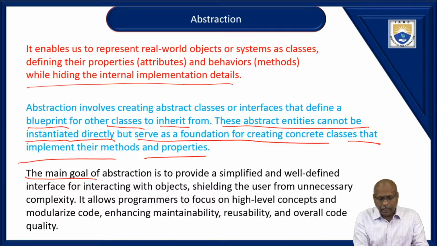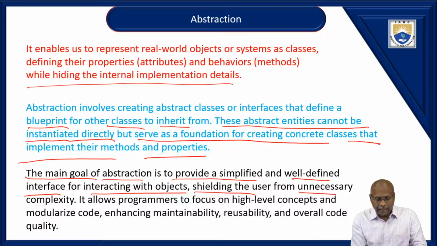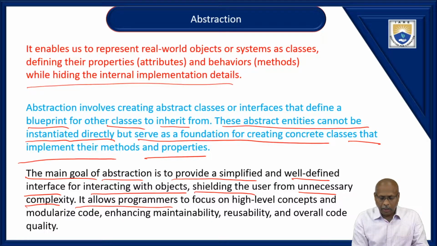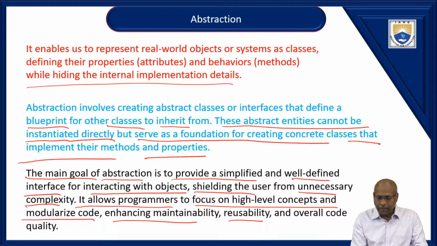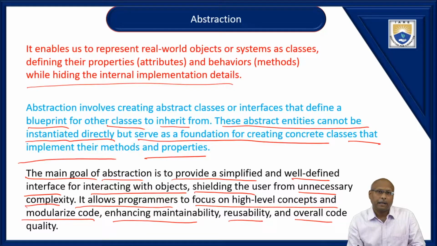The main goal of abstraction is to provide a simplified and well-defined interface for interacting with the object, shielding the user from unnecessary complexity. So unnecessary complexity will be removed at the abstract concept. So abstraction will give you only high level details. It allows the programmer to focus on high level concepts, modularize the code, and enhance the maintainability, reusability, and overall code quality. This is the actual main advantage of abstraction.